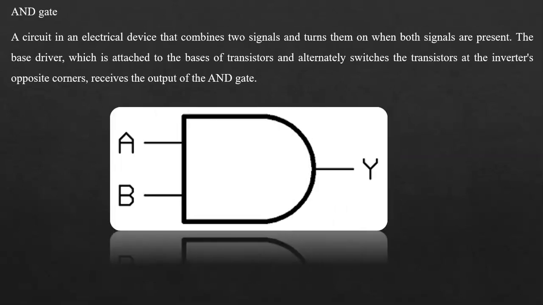AND gate. An AND gate circuit is an electronic device that combines two signals and turns them on when both signals are present. The base driver, which is attached to the bases of transistors, and alternately switches the transistors at the inverter's opposite corners, receives the output of an AND gate.